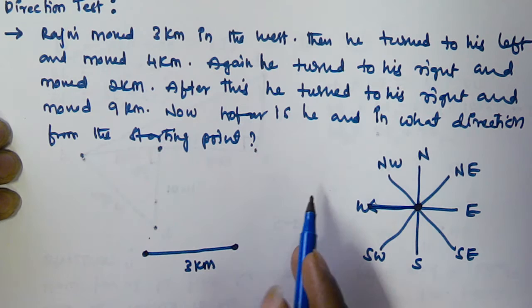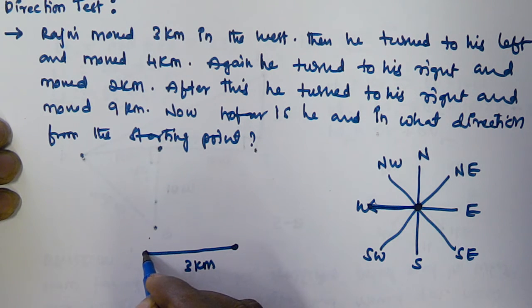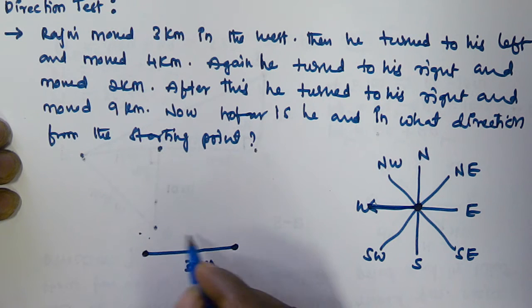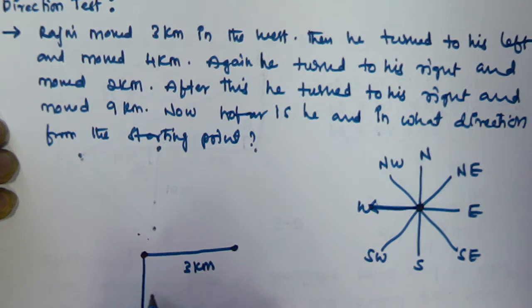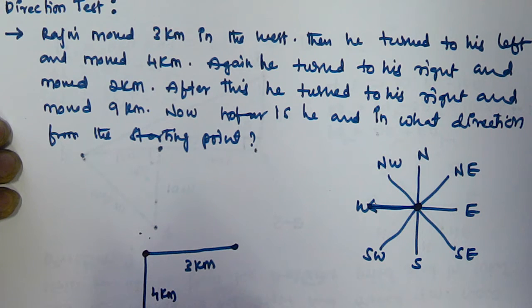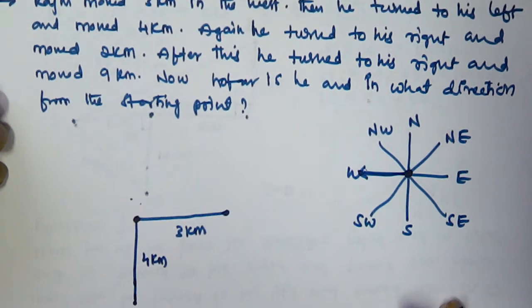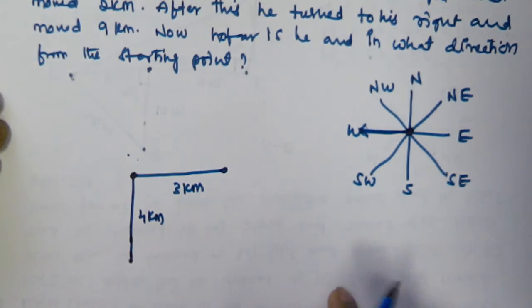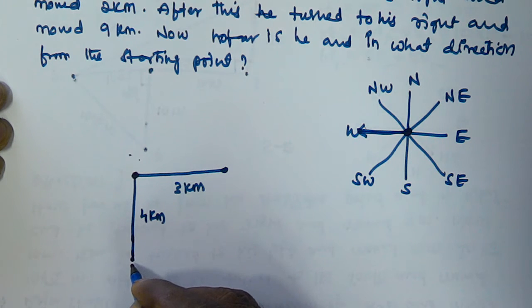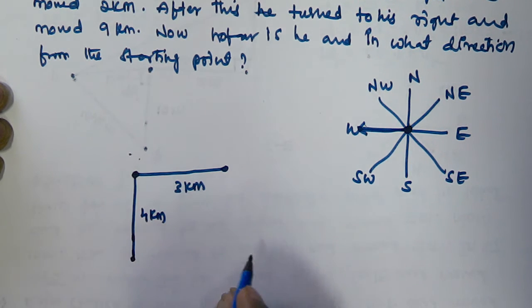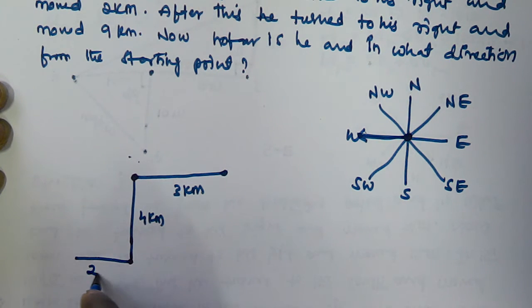And then he turned to his left, so he is moving in this direction. So this is the right side and this is the left side. So in this direction he moved 4 kilometers. Then from there he again turned to his right, so he is moving in this direction. This is left, this is right. He moved in the right direction 2 kilometers, and reached one point.